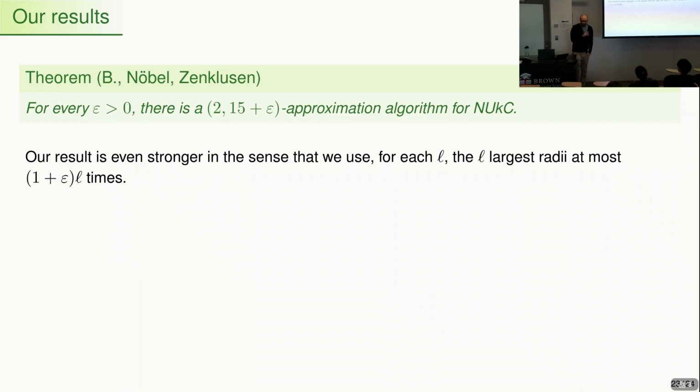But our result is even stronger in the following sense. For example, for MFC, we have considered the smooth variant, right? And how does this now translate to non-uniform K-center? What we actually can guarantee is that for the L largest radii, and this holds for any L, we only open 1 plus epsilon times this many balls.